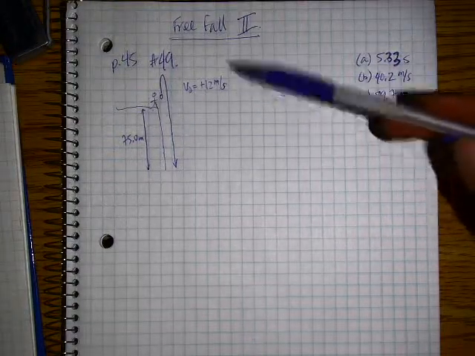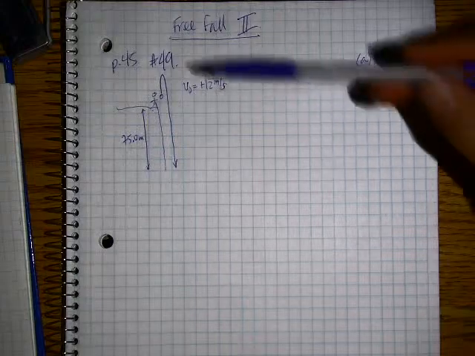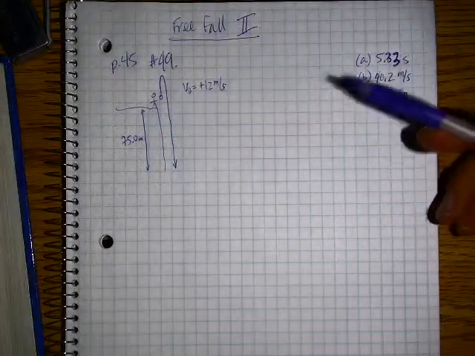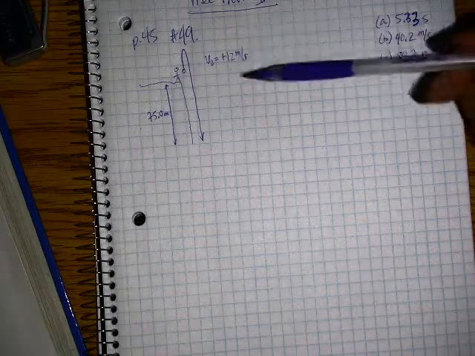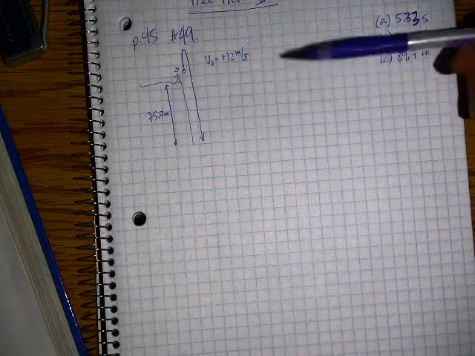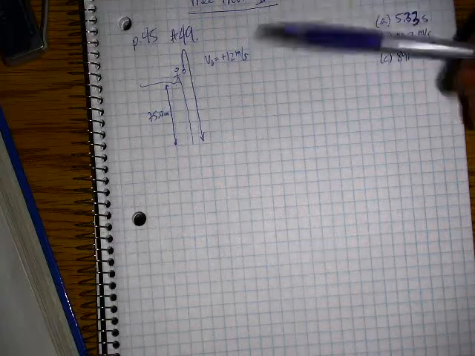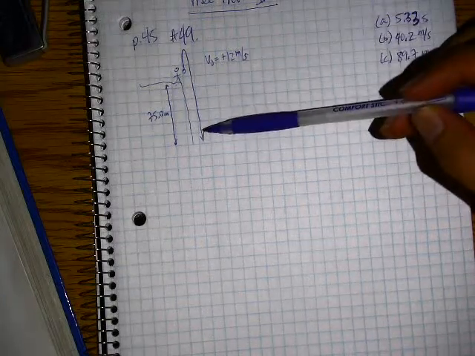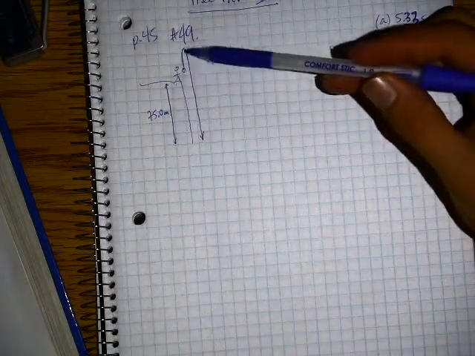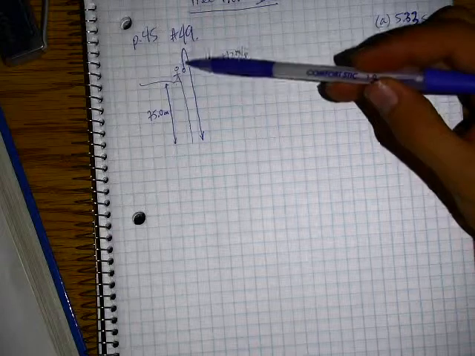So this problem here is number 49 on page 45 in your book. It says a stone is thrown vertically upward with a speed of 12 meters per second from the edge of a cliff 75 meters high. How much later does it reach the bottom of the cliff? All right, so he's throwing this rock up with an initial speed. It reaches its peak, and then it falls back down and it hits the ground.